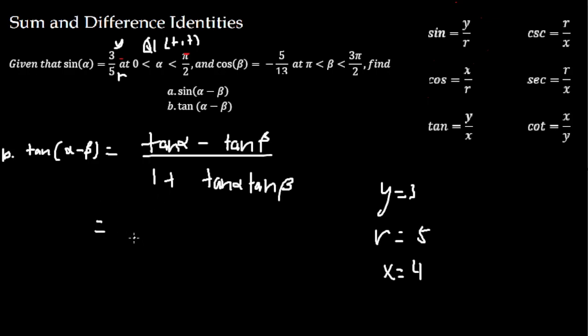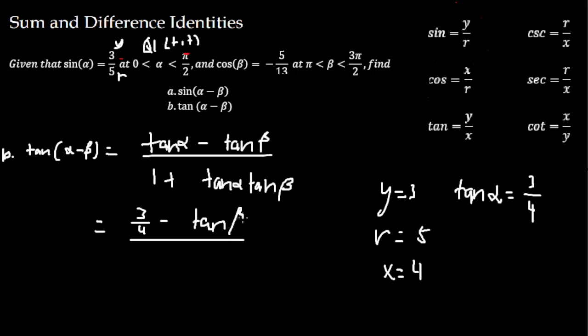Now our tangent of alpha will be equal to y over x. Our y is 3. Our x is 4. Now tangent of alpha is equal to 3 over 4. So we just write it down: 3 over 4 minus tangent of beta, over 1 plus 3 over 4 multiplied by the tangent of beta.